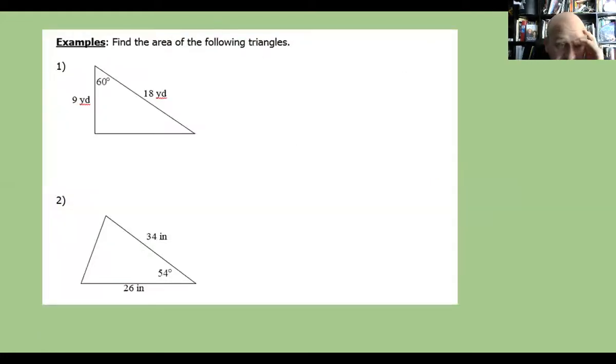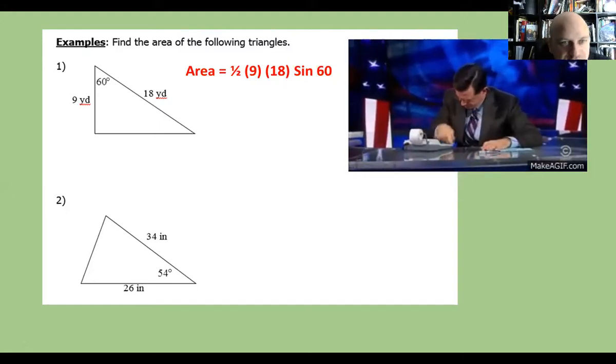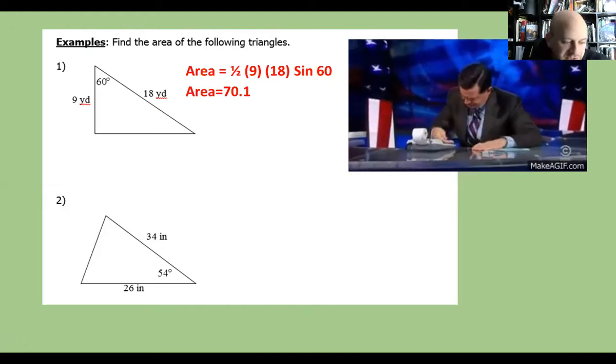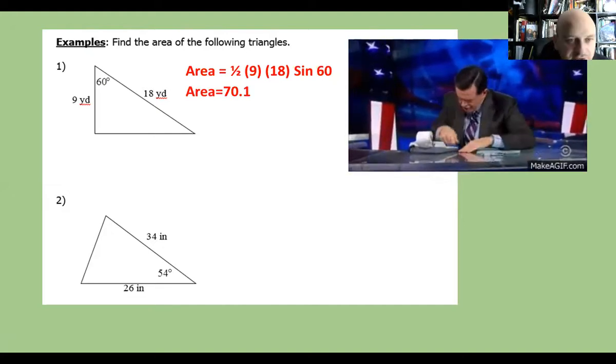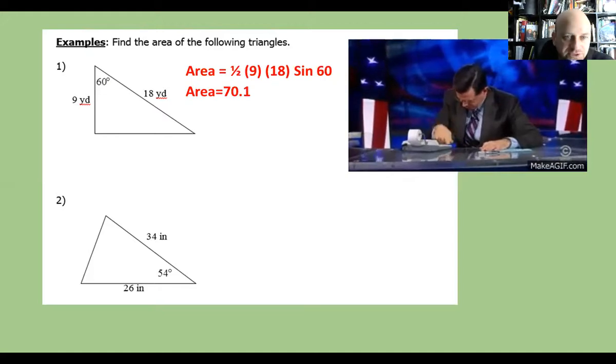So let's take a look at some problems. The first thing we need to do is ask ourselves, do we have side angle side? In this case, we do. So what we want now is to set up our equation. We have 1/2 times 9 times 18 times sine of 60. It does not matter what order the 9 and the 18 go, so that's up to you to decide. When you plug this in the calculator, you should get 70.1 as your answer. Make sure on your calculator you can get this. Pause the video if you need to and calculate it on your own and make sure you can get that.